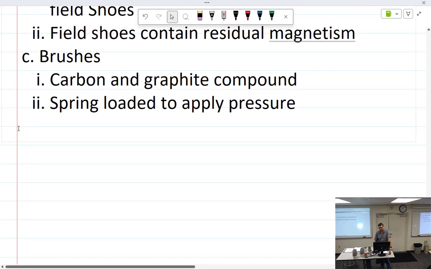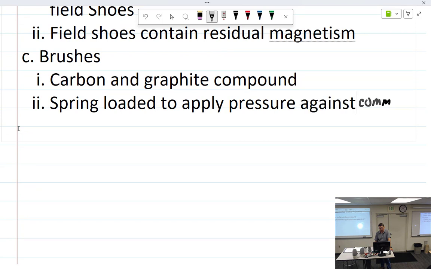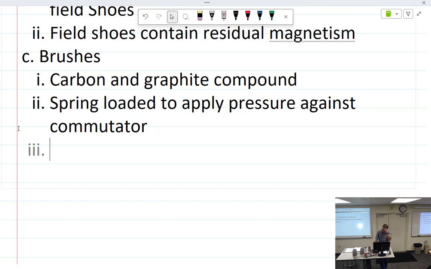Pressure against the commutator. What else? Yeah, they are in a special holder that allows the brushes to slide. So as they wear, they slide in. The spring just pushes them in. So there's a sacrificial kind of wear material, pretty much. Yeah, I see what you're saying, but in a way, no, because, and we'll get to it, the commutator wears as well. So we have to grind the commutator every so often.